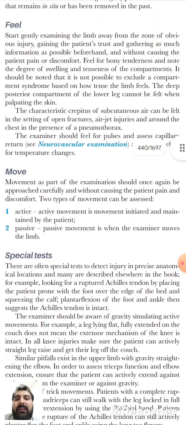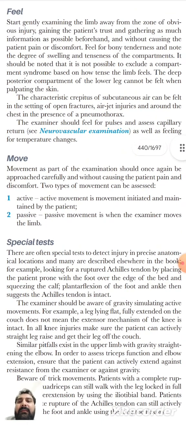Then comes the feel, the palpation. Start gently examining the limb away from the zone of obvious injury. The rule is start from the normal to the abnormal. In this way, we will gain the patient's trust and gather as much information as possible without causing the patient pain or discomfort. Feel for bony tenderness and note the degree of swelling and tenseness of the compartment.